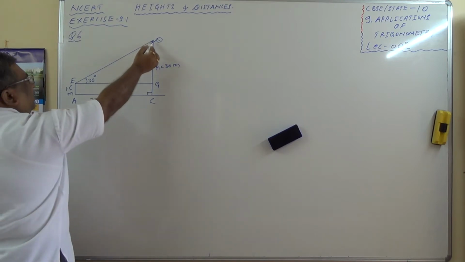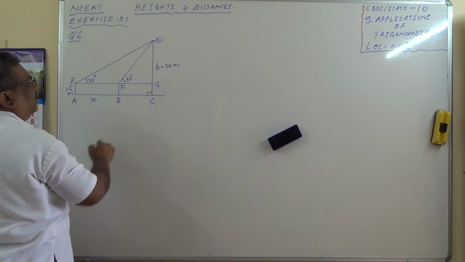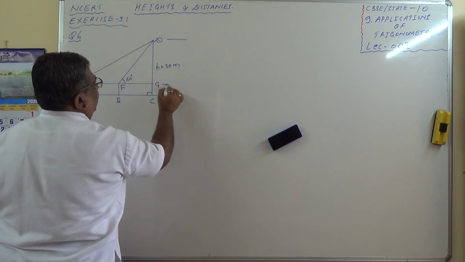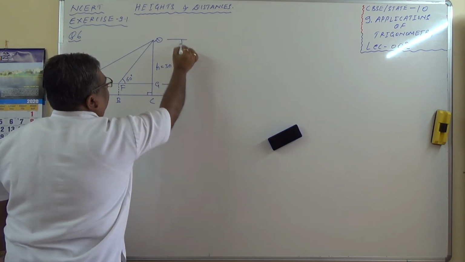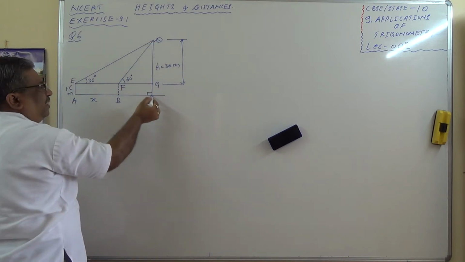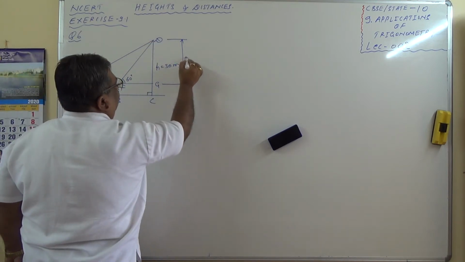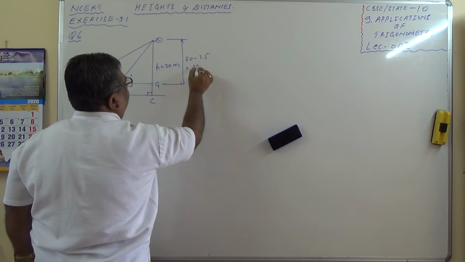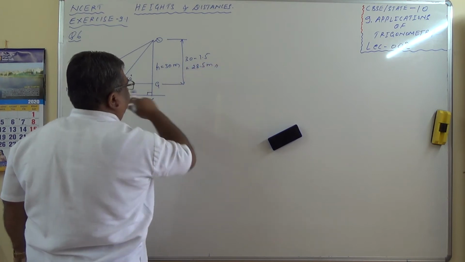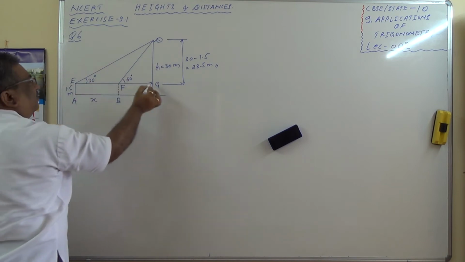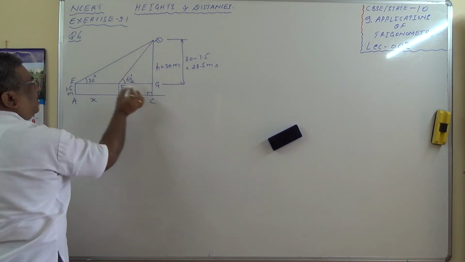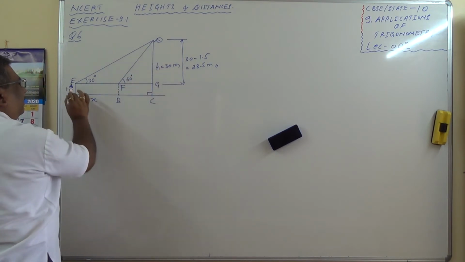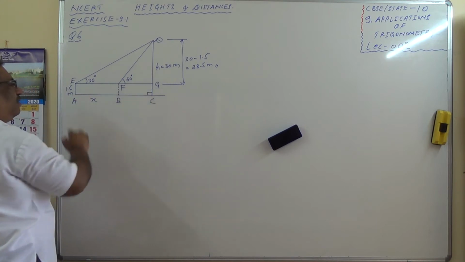So in this triangle DEG, do I know DG? Yes. DG equals, here I'll mark this, the height of the building, 30 meter minus 1.5 meter. So DG equals 30 minus 1.5. How much is it? 28.5 meter. So in this triangle, I know DG, I can calculate EG. In DFG, I know DG, I can calculate FG. EG minus FG is equal to X.